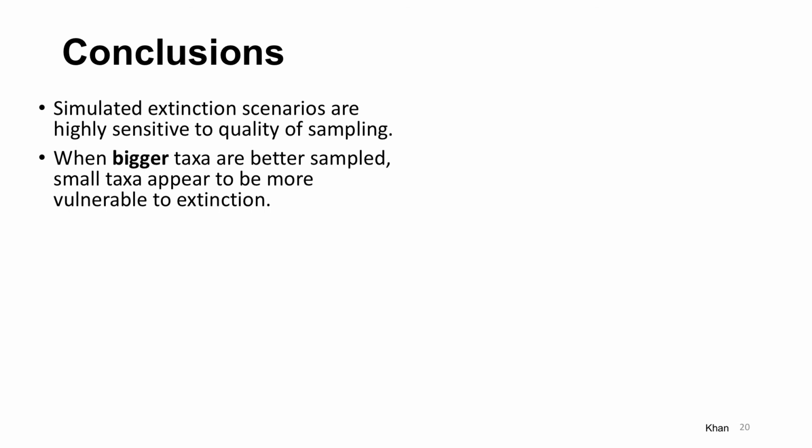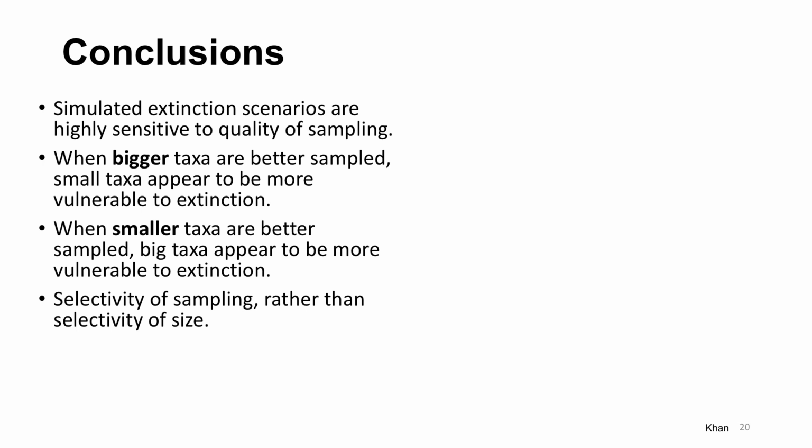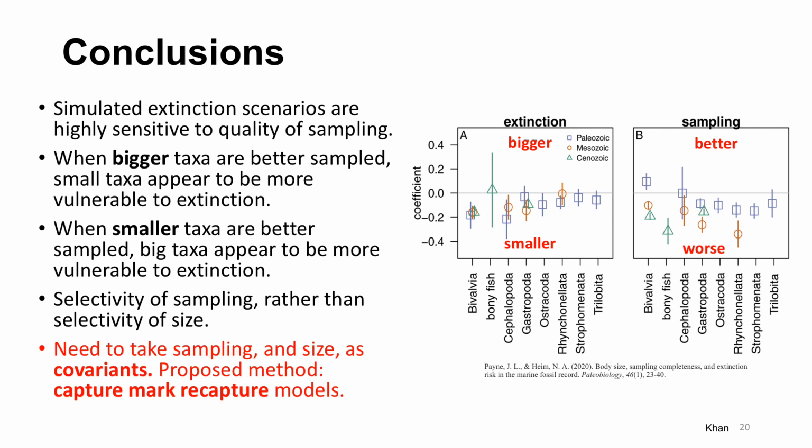When bigger taxa are better sampled, small taxa appear to be more vulnerable to extinction, whereas when smaller taxa are better sampled, big taxa appear to be more vulnerable to extinction. This suggests a selectivity of sampling rather than a selectivity of size. To circle back to these results about the association between extinction and sampling and body size, we can therefore say that we need to take sampling and size as covariates. We therefore propose that capture mark recapture models be used, which can take sampling and size and other factors as covariates.